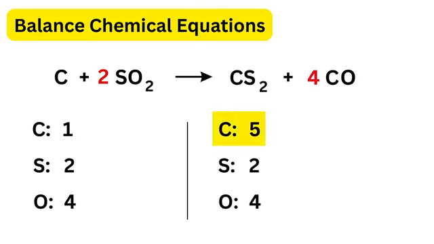The right side has 5 carbons, while the left side currently has only 1 carbon. To fix that, we will put 5 in front of carbon on the left. After this change, we now have 5 carbons on the left side. And that's it. This way, we now have a balanced equation. Also, we only changed coefficients, not subscripts, so the chemical identities stayed correct.